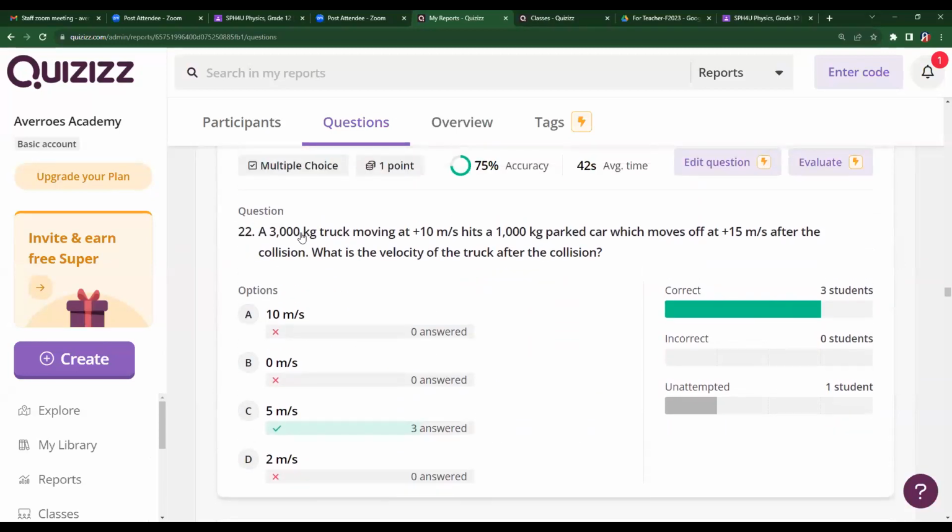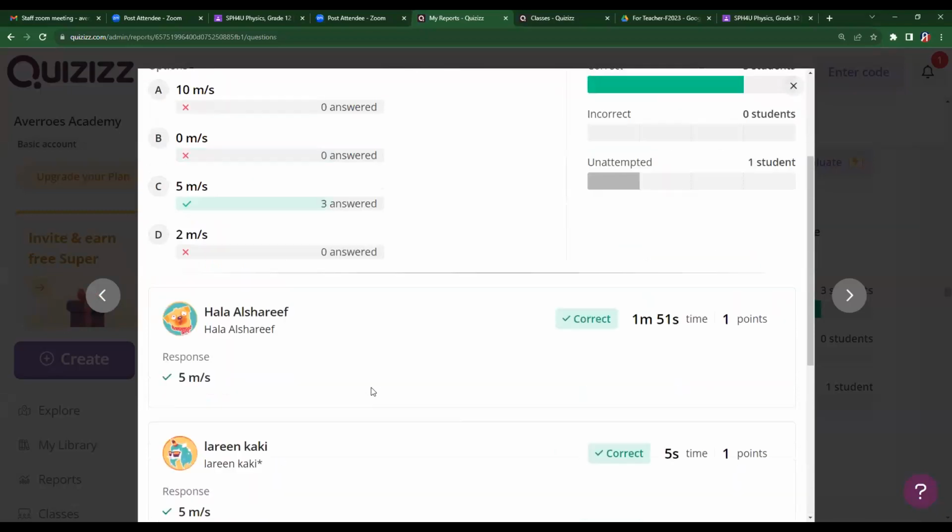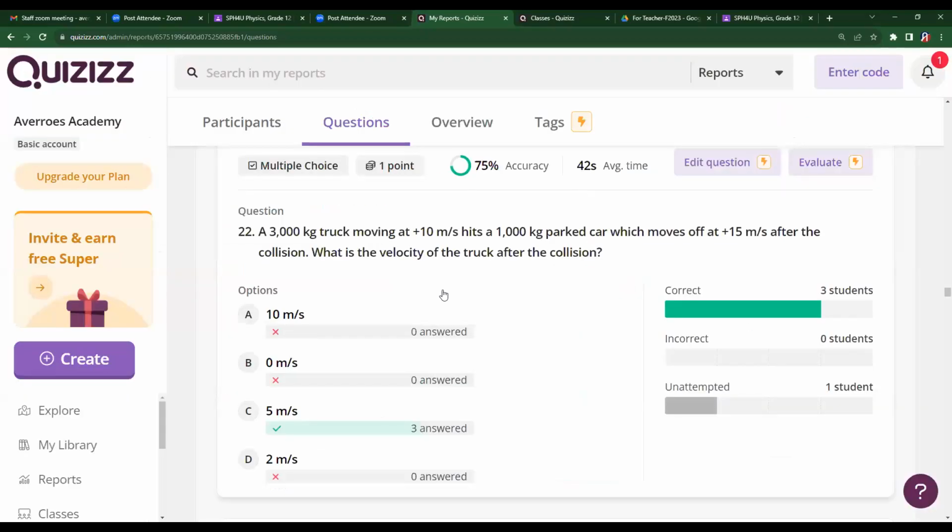Okay, collisions. So you have a truck moving at positive speed and another car that is parked, so it's not moving, speed is 0. And then it moves at a speed of 15 meters per second after the collision. What is the velocity of the truck after the collision? What we need to remember is total momentum before equals total momentum after. Three answers are correct, so you did it right. That's the law of conservation of momentum.